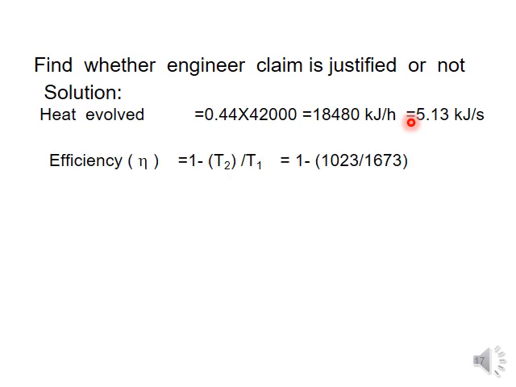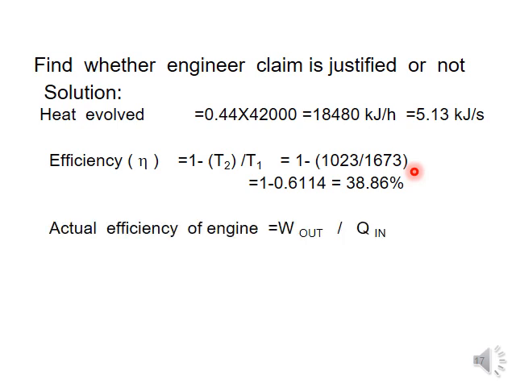Efficiency is equal to 1 minus T2 by T1. So 1 minus 1023 divided by 1673, it is 38.86 percent or 0.38. After getting the efficiency, we will calculate the heat supplied. Actual efficiency of the engine is the output by input. Output is 3.7 and heat in is 5.13. So it is 72.12 percent.